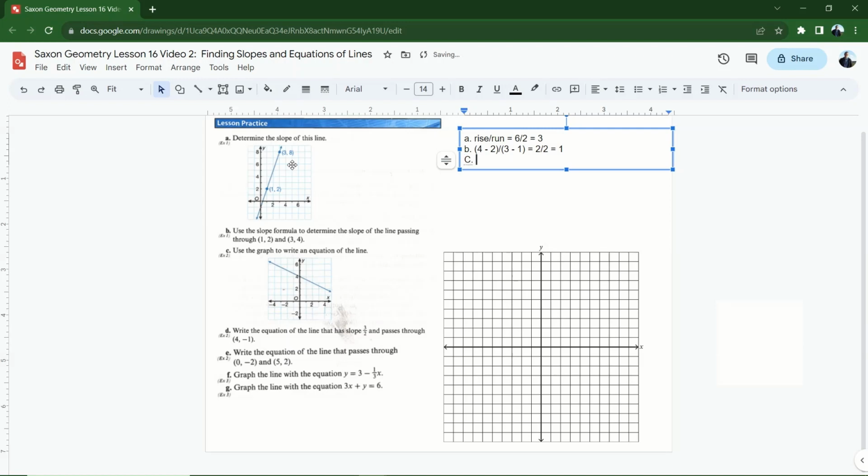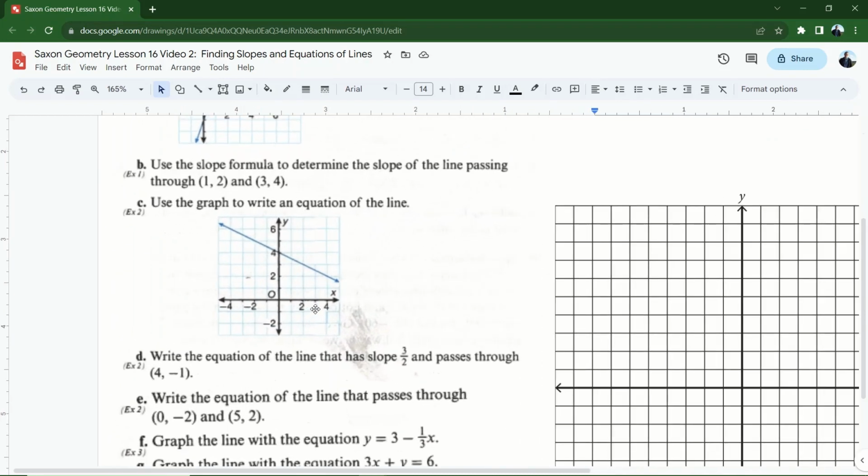Letter C. Use the graph to write an equation of the line. I am going to do this in the magical slope-intercept form because that is the way that's easiest to write an equation of a line. Okay, I'm going to zoom in on this just a little bit so we can see it a little closer. I notice that my y-intercept is 4. I cross the y-axis at the number 4. So I'm in slope-intercept form. That's my b, mx plus b. So I'm just going to plug in 4 for that b value.